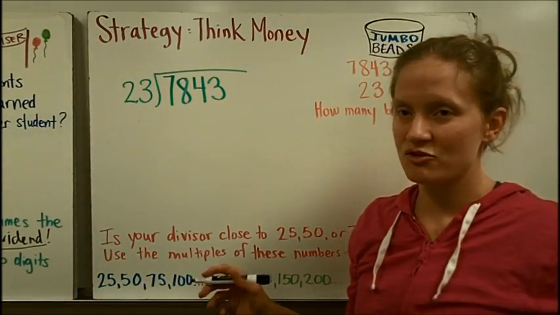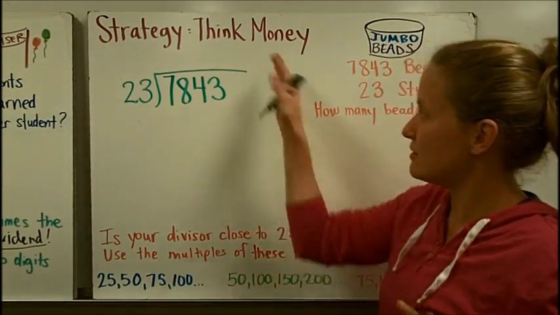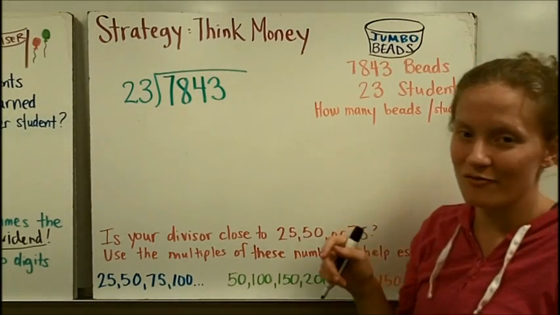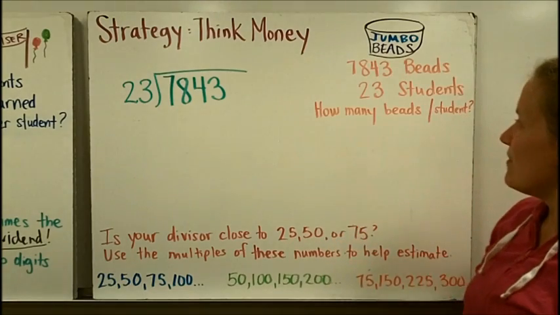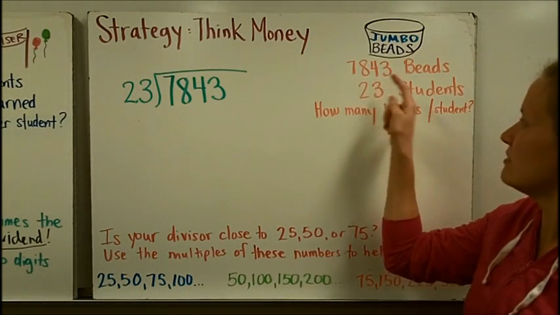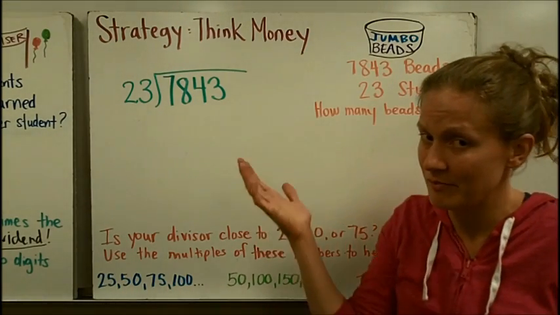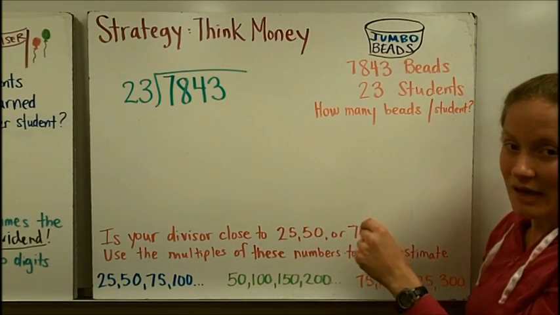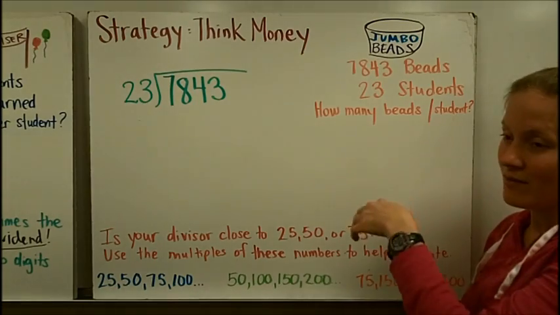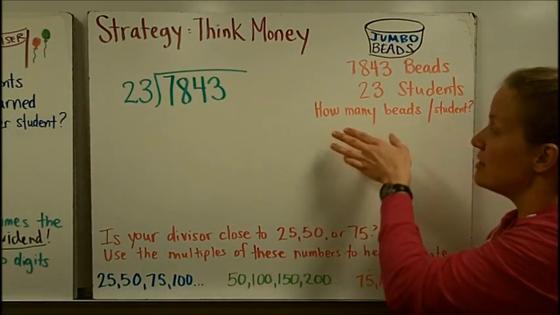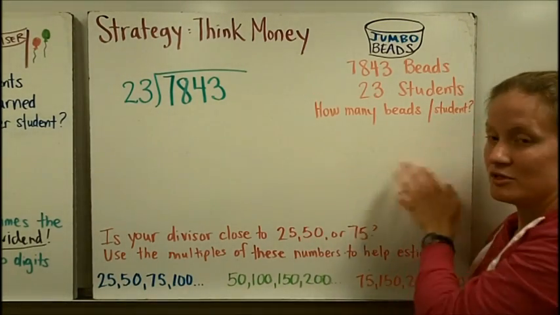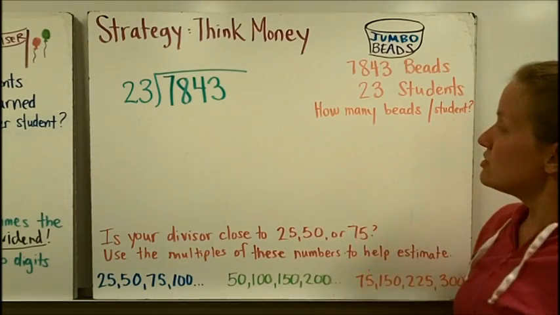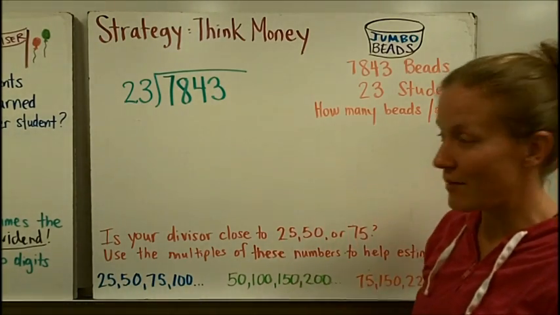Next, a math strategy that is always excellent is to think money. Let's pretend that Mr. E bought a big old bucket of jumbo beads, and there were 7,843 beads. I don't know who counted them, maybe Mr. E, probably not though. And there were 23 students in that class, and you had to make some projects with it, and you needed to know how many beads each one could get if they shared them evenly. So we're going to think about money.